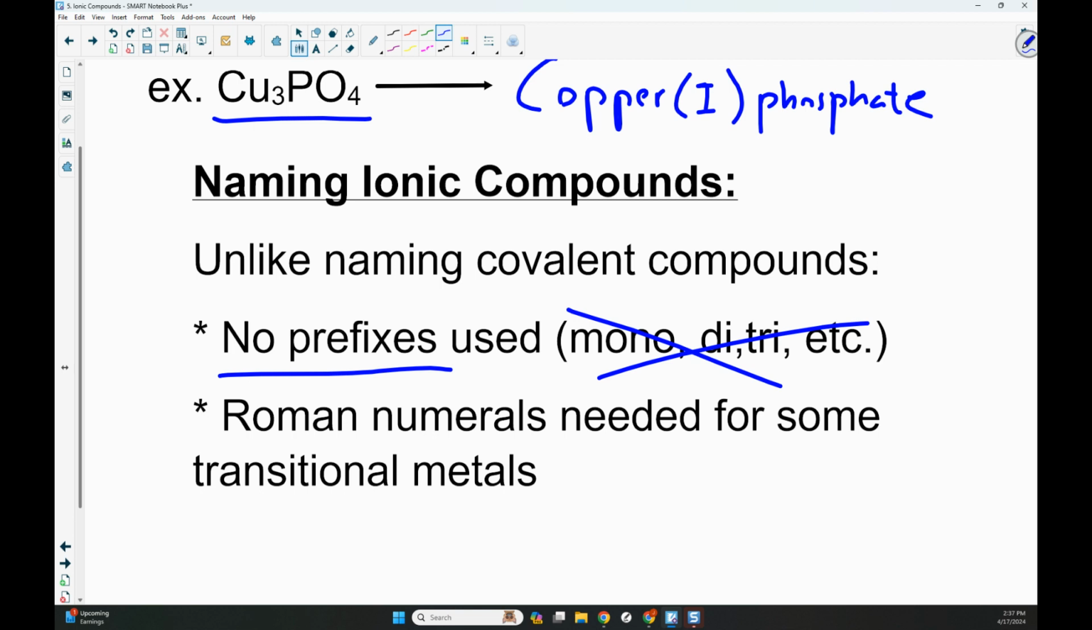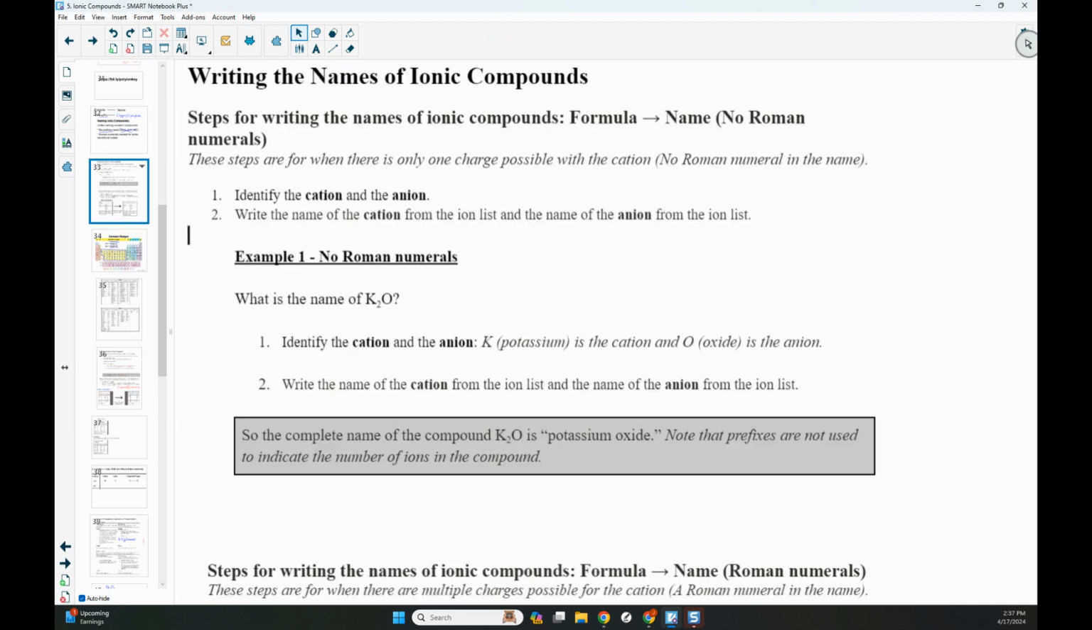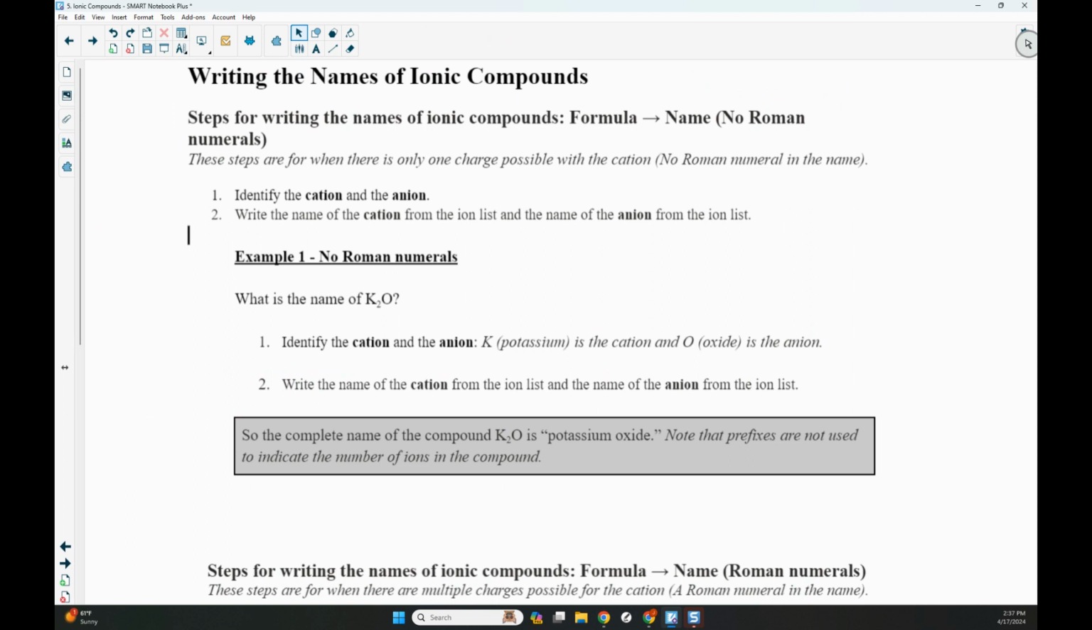We do have to deal with Roman numerals, and I'm going to give you an example of when and how we use those here in a couple of minutes. All right, moving on. Let's look at our first example on page 26.